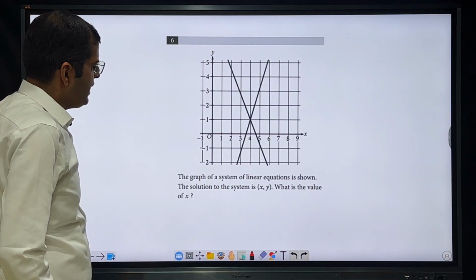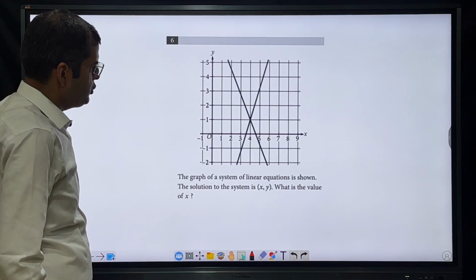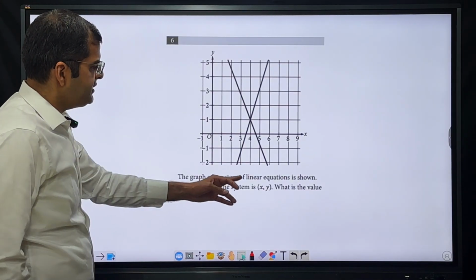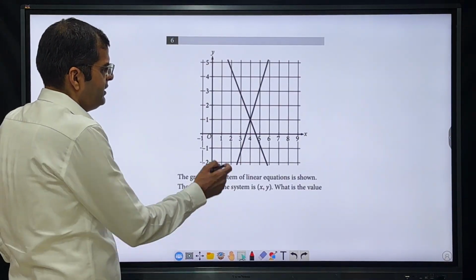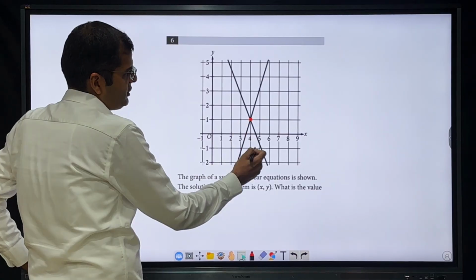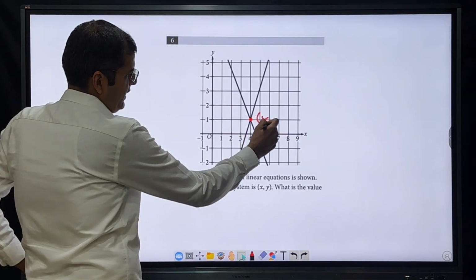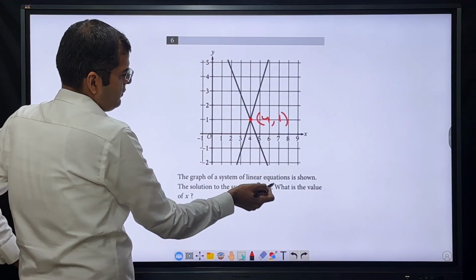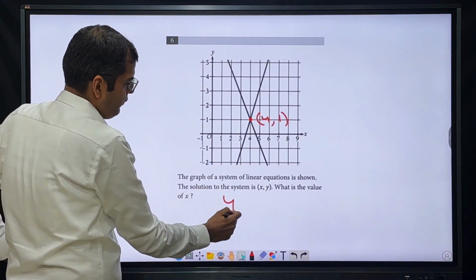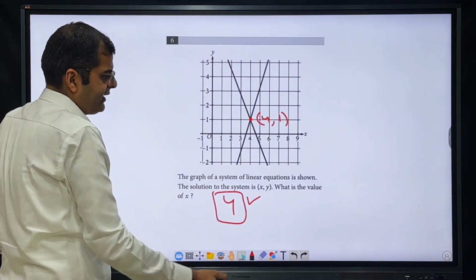Now this question says the graph of a system of linear equations is shown. The solution to this is x, y. What is the value of x? So solution is actually the point of intersection. This point is x is 4 and y is 1. We just want to find the value of x, which is 4. So 4 is the right answer here.